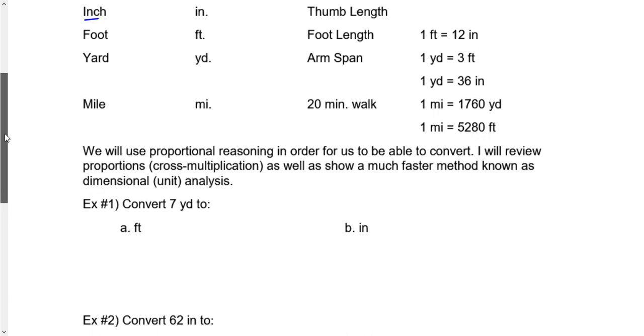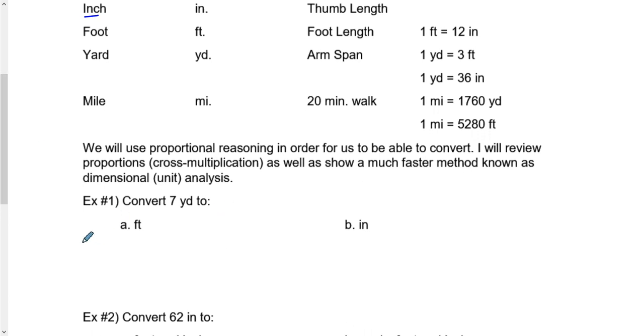So if we want to convert 7 yards to feet, using proportional reasoning, we have to find out that 7 yards is how many feet. We don't know how much it is. What we're going to do is we're going to use a conversion that has both yards and feet. Well, the one that has yards and feet is this one: 1 yard is 3 feet.